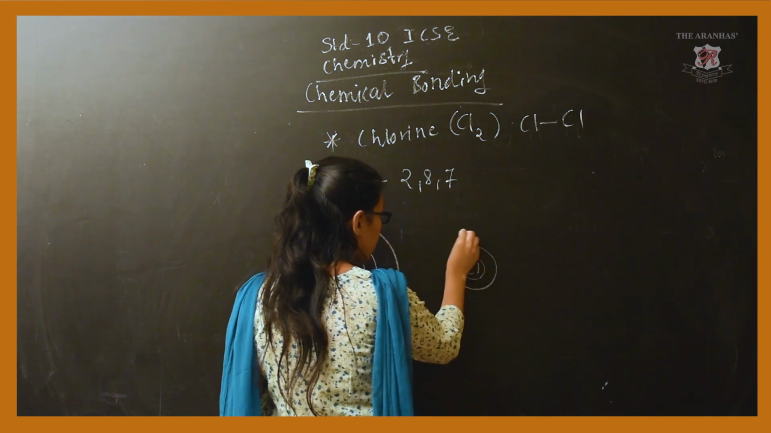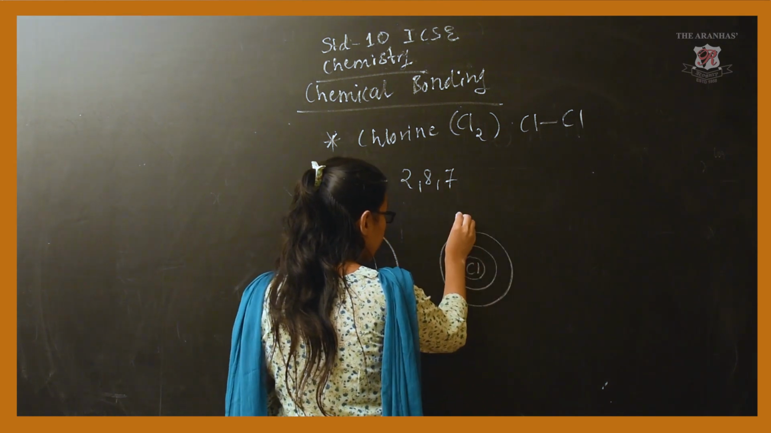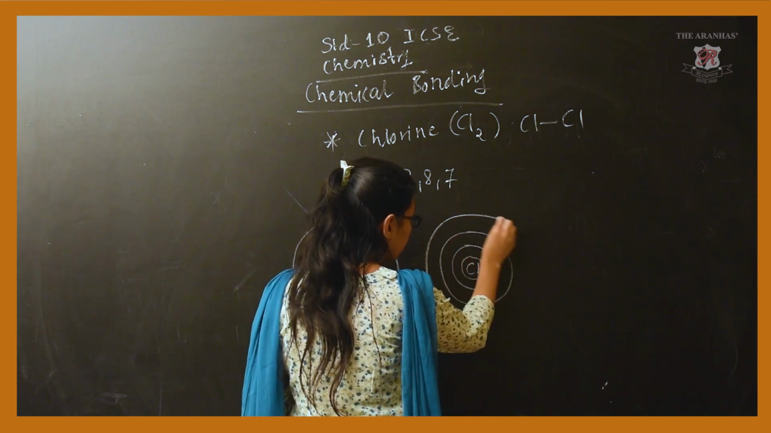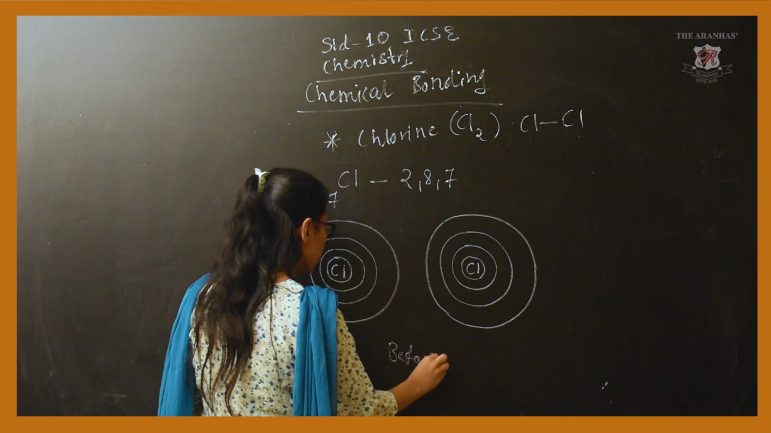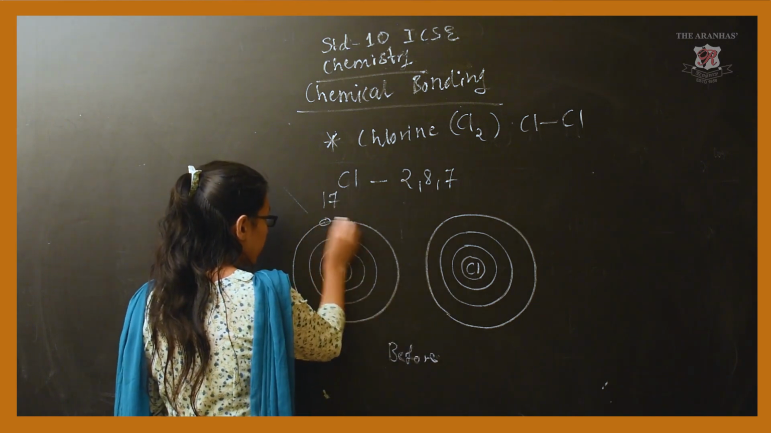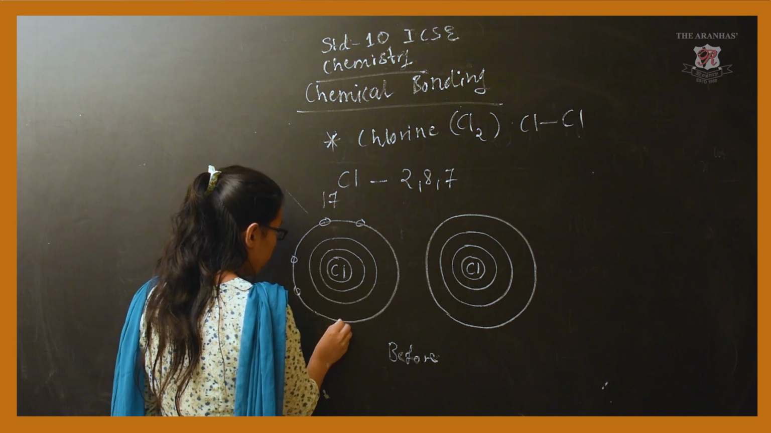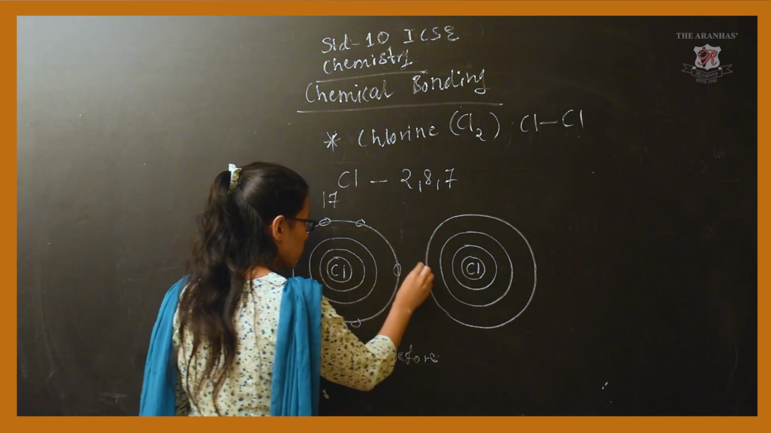This is the first shell, this is the second one, and this one is the last shell, or you can say this is the valence shell. Now I am showing that this is the diagram before combination. So the total number of electrons is 7. So 1, 2, 3, 4, 5, 6, and this is the one electron which is presented here.